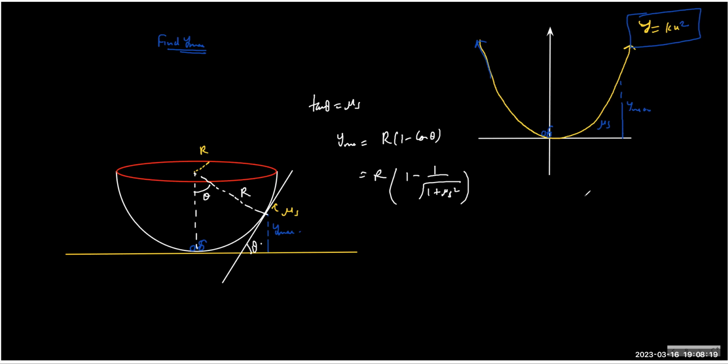Correct. So here tan theta will be equal to 2kx, which is mu s. X is how much? Therefore, y max equals k x square. This is what you got, right, Asika? Is this your answer? Yes, sir.